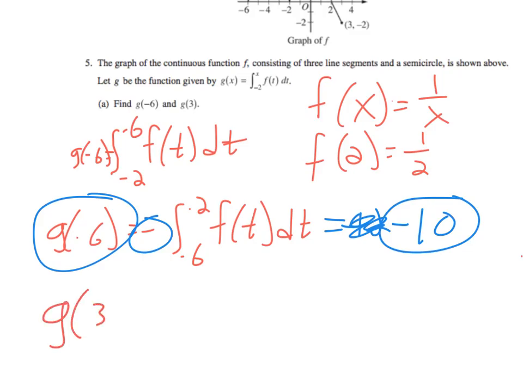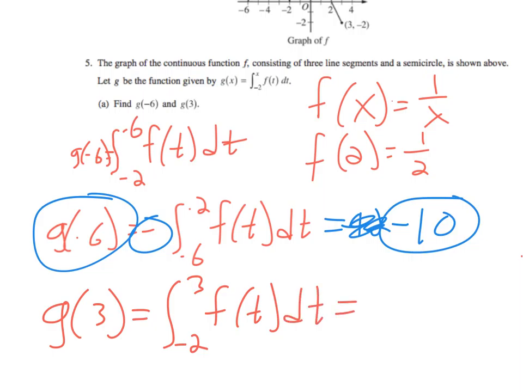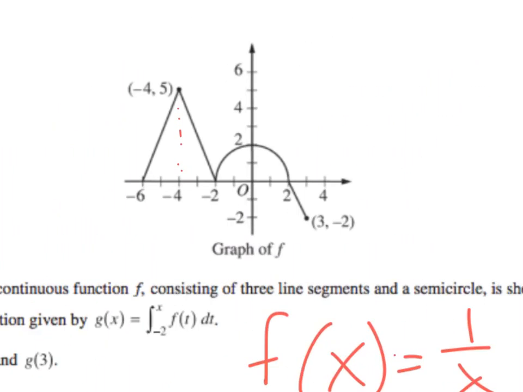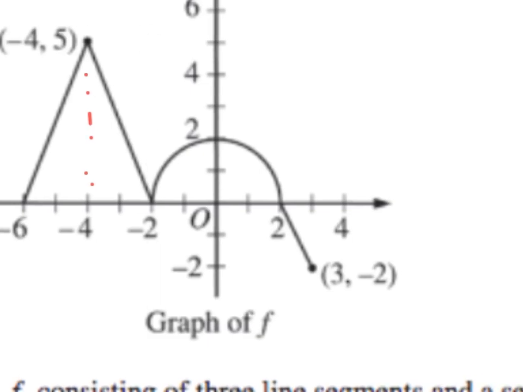Let's do g of 3. It's the same exact process, just with a different number. We're going to plug in 3 right where it says I'm supposed to put a value in for x. If I'm plugging in 3 for x, it needs to go up here. So I'll write it out exactly as it said: the integral from -2 to 3 of f of t dt. Since we can't directly calculate that, we have to use the graph. So here's -2, and here's 3 over here.